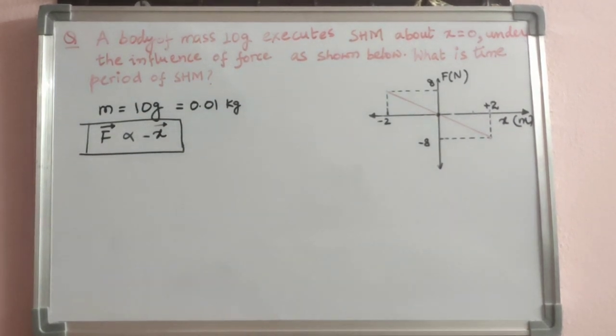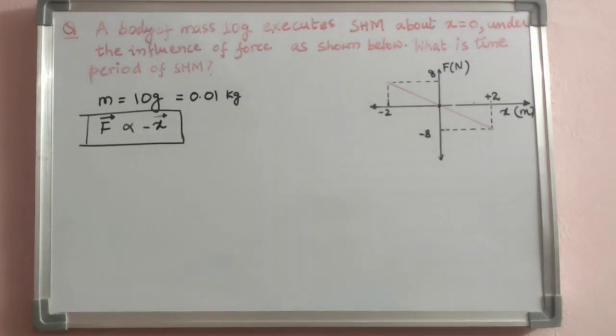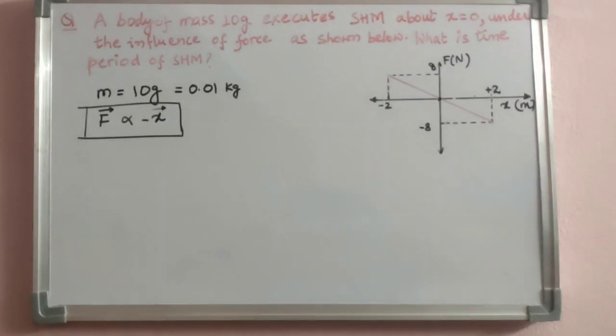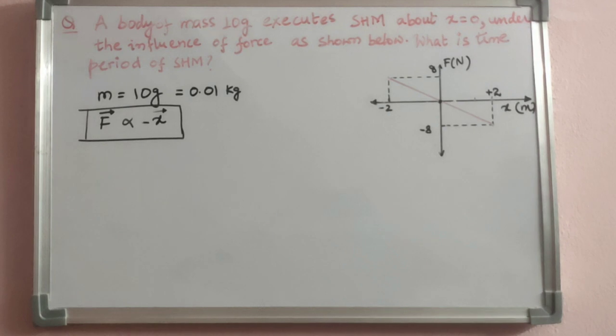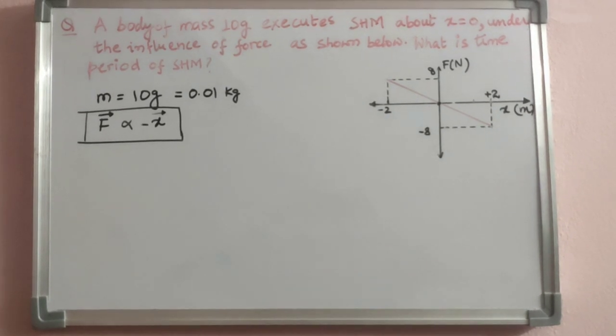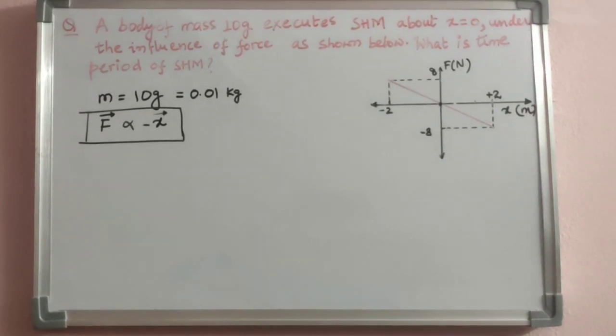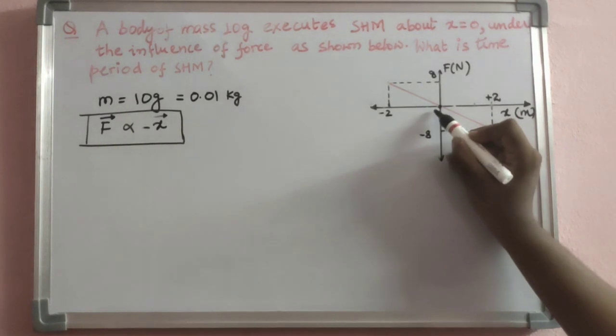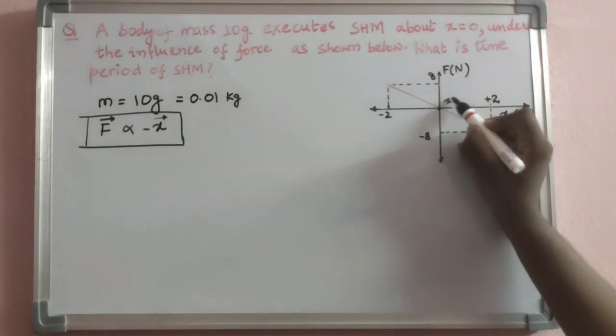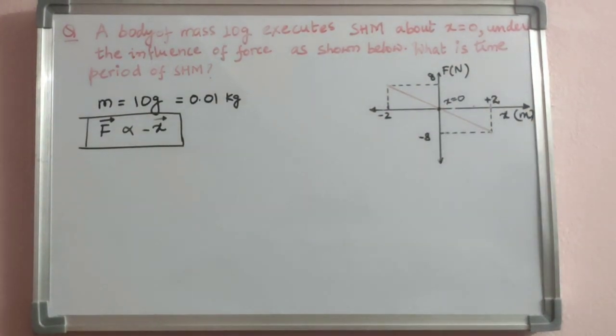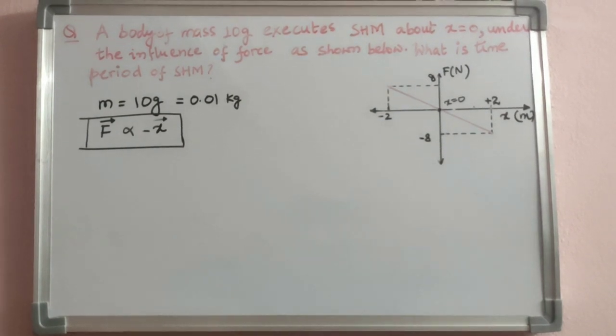If you see the graph, you can see that. Here in the question it is written that the body executes SHM about x equal to 0. Where is x equal to 0? This is the point where x is equal to 0. So that is the equilibrium point.